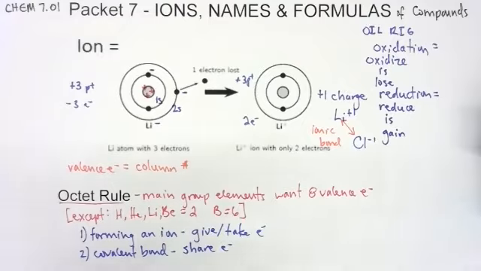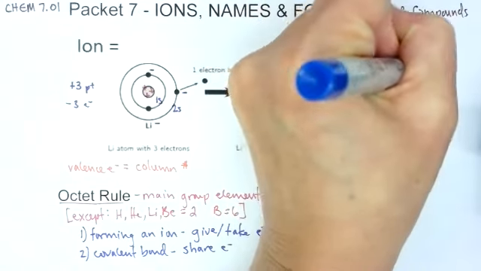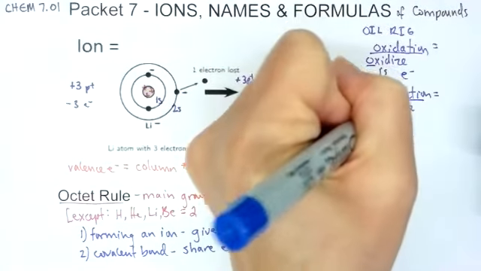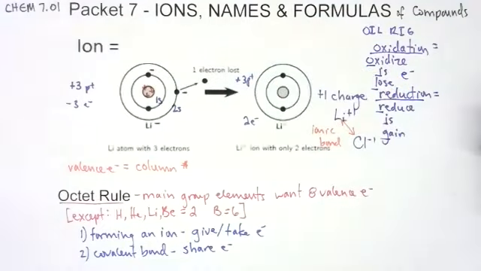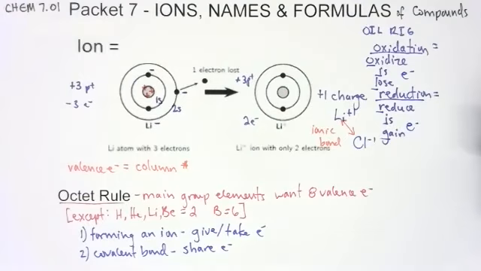So oxidation, OIL RIG: oxidize is lose electrons. Reduction, RIG: reduce is gain. We're gaining electrons. As long as you remember OIL RIG, you'll never forget oxidation and reduction. And if you go on and take collegiate chemistry, everything becomes about oxidation and reduction. So we introduce that here, and we'll deal with it more later, especially in the next chapter.